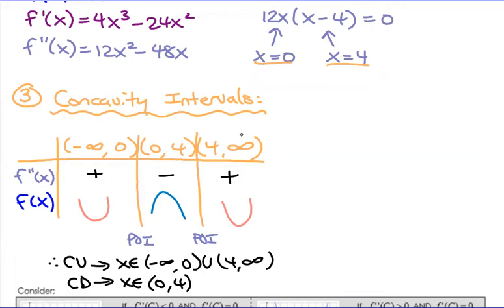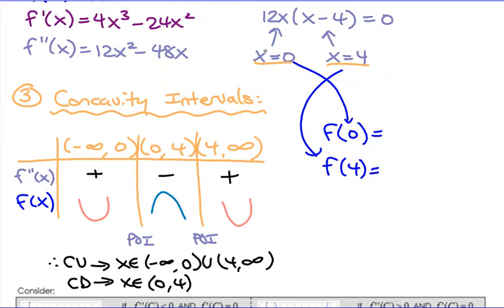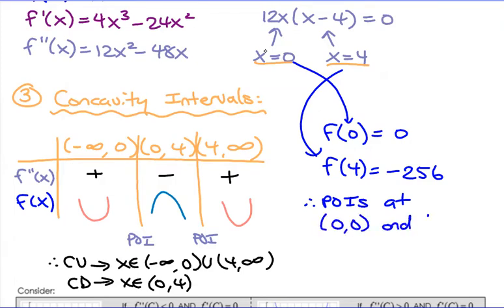And they also asked us to include the points of inflection. So we want to make sure that we figure out what f at 0 is and what f at 4 is. Okay, so I'm getting a 0, and I think that was negative 256. And so you're going to get POIs at (0, 0) and (4, negative 256).